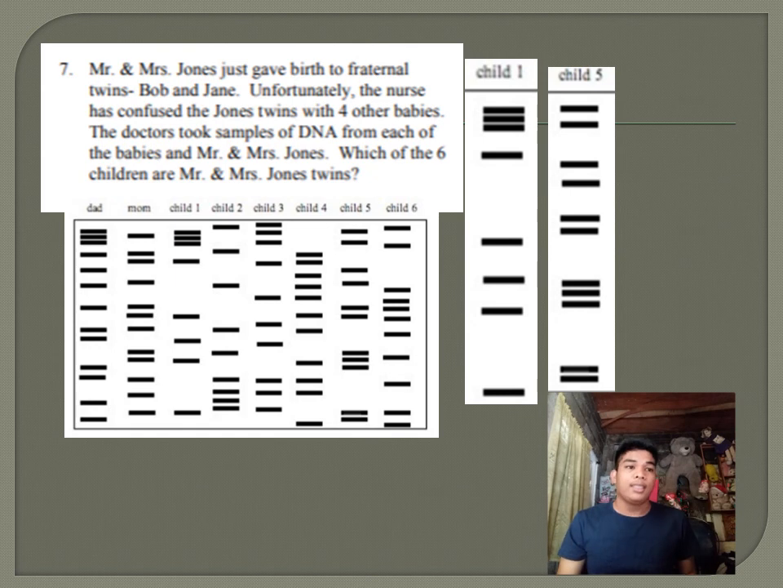Last, number 7. Mr. and Mrs. Jones just gave birth to fraternal twins, Bob and Jane. Unfortunately, the nurse has confused the Jones twins with 4 other babies. The doctor took samples of DNA from each of the babies and Mr. and Mrs. Jones. Which of the 6 children are Mr. and Mrs. Jones' twins?